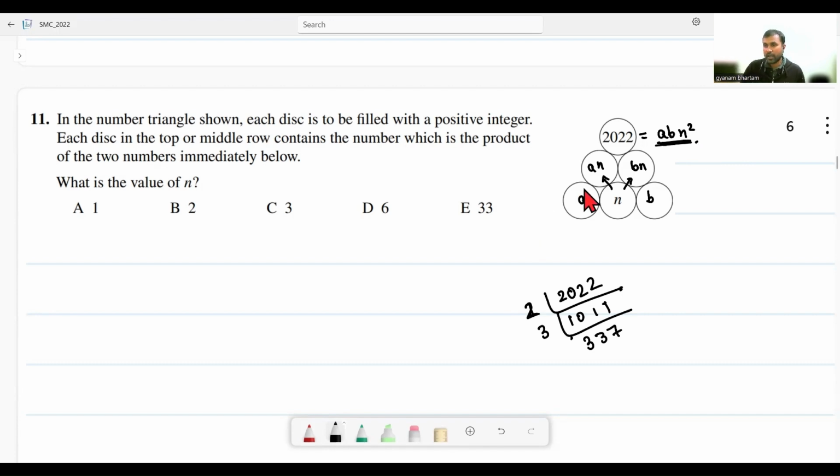So n should be 1 there, and a is going to be 6, or any combination of these 3 numbers you can take. Let's assume a is 6, this is 337, so this is again 6 and this is 337, and you have 2022, so n must be 1. So this n square, I think, can help to figure it out.